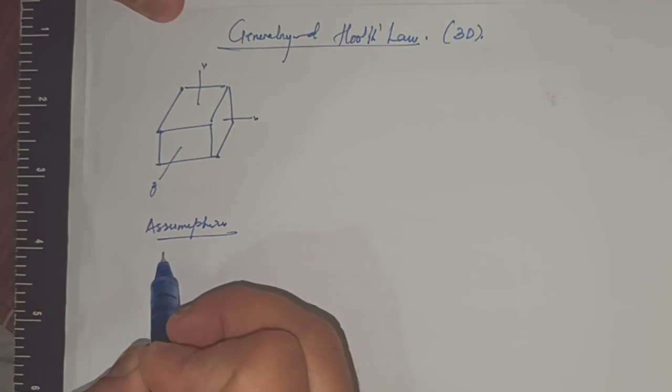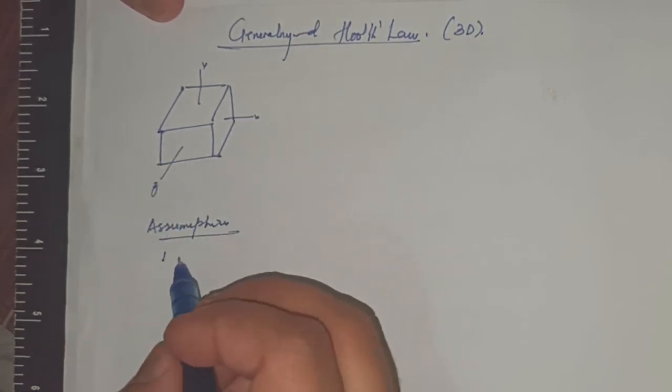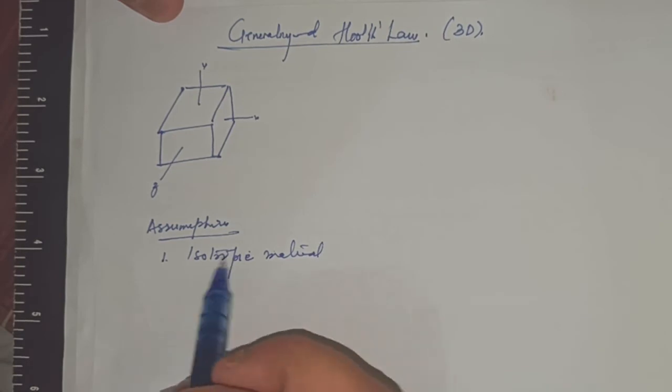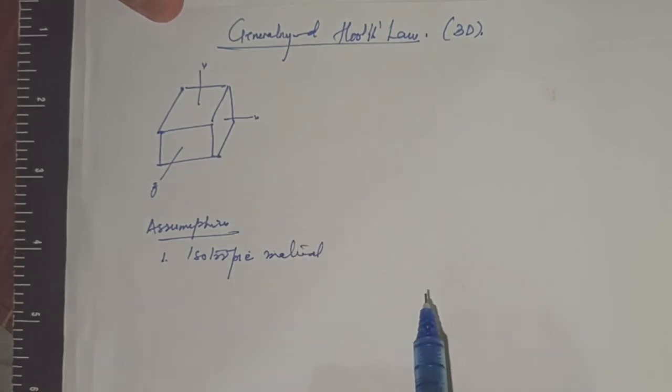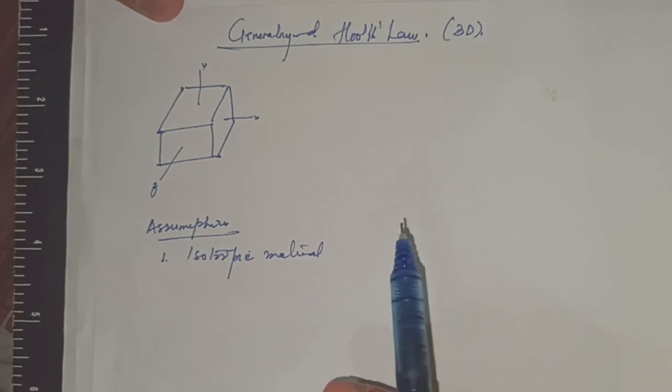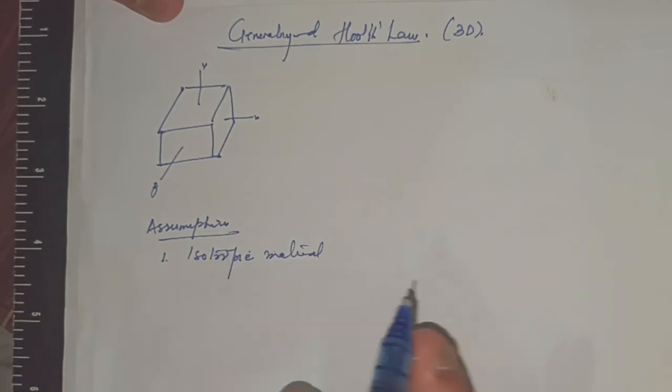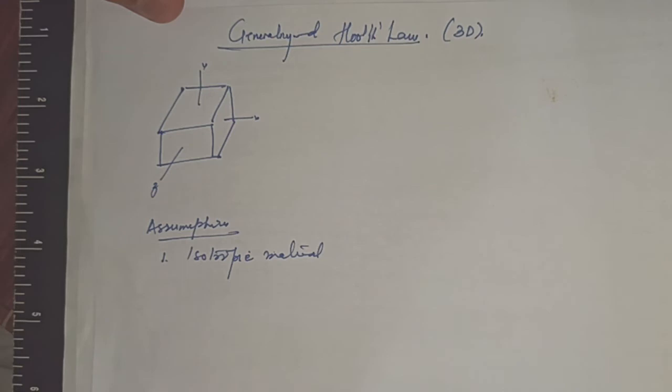The first assumption is that the material that I am loading will be an isotropic material. Hooke's law is only valid for an isotropic material. What does isotropic mean? The properties of the material, like modulus, Poisson's ratio, stiffness, thermal expansion, will be the same along x, along y, and along z. Most real materials in practical scenarios like aluminum, copper, and steel are usually isotropic materials.